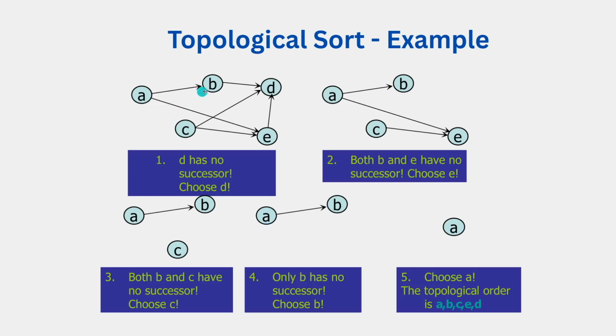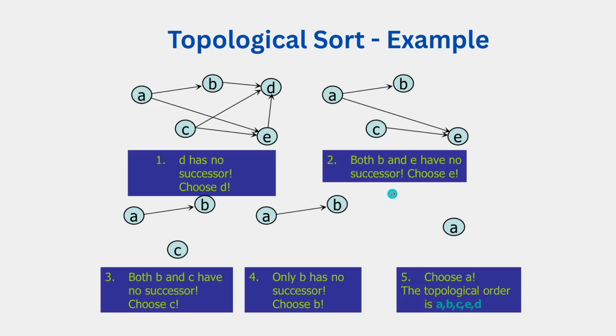Here the successor idea is that there should not be any edge originating from the vertex. You could see that from D there is no outgoing edge, so we say that D has no successor, and so we are picking it up first, and then we remove the edges that are getting into D. So we will be left with only this portion of the graph.